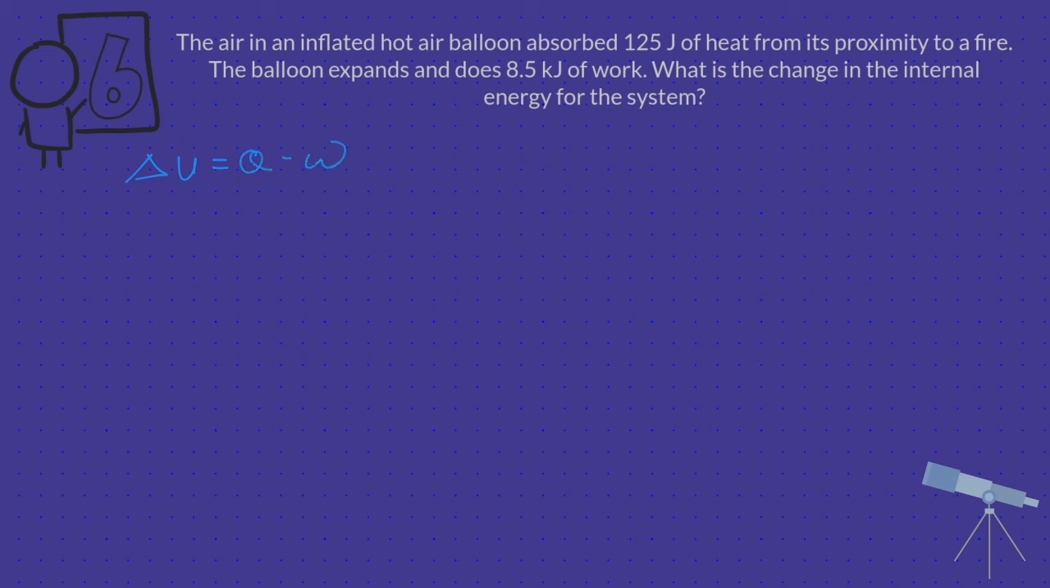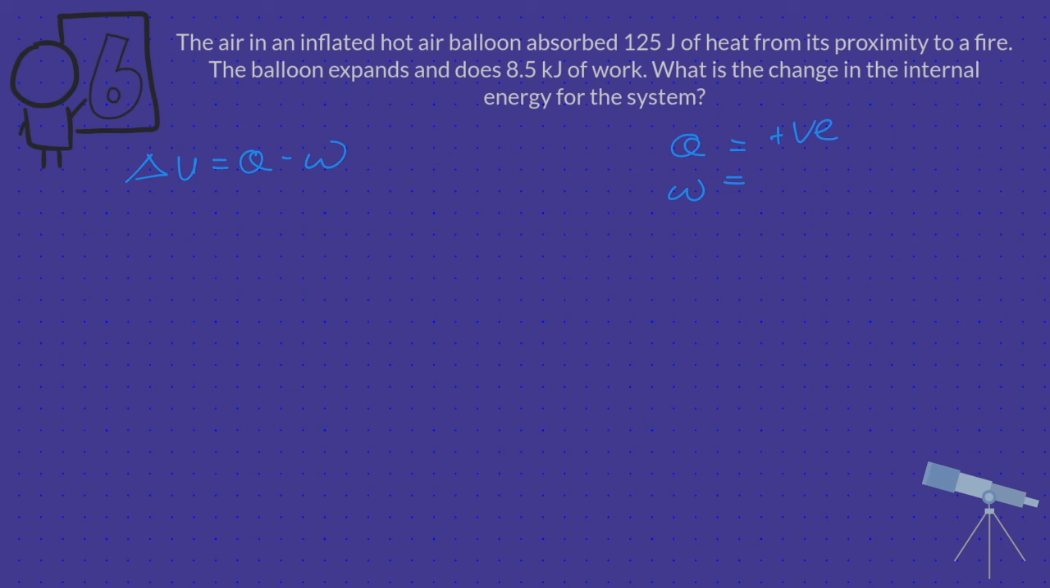The rule of thumb in using this formula is that you need to know whether your Q and your W should have a positive or negative sign. The first thing that you need to see is the heat. The hot air balloon absorbs 125 joule of heat. So your system is actually the hot air balloon and the surrounding is the fire. So the system absorbs heat. Since the system absorbs heat, your Q must be positive.